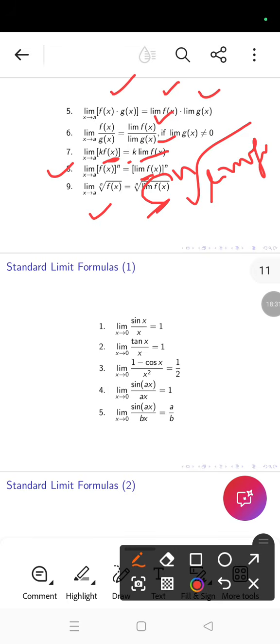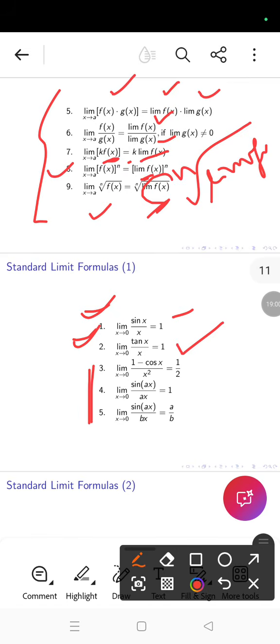Now the next formulas, you just remember these. Just remember the limit of sin x by x as x tends to 0 is equal to 1, and the limit of tan x by x as x tends to 0 is equal to 1. You can derive other formulas from these two formulas. Just remember these two formulas from this slide. Other formulas you can derive.